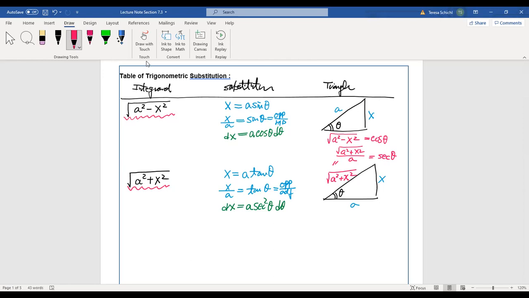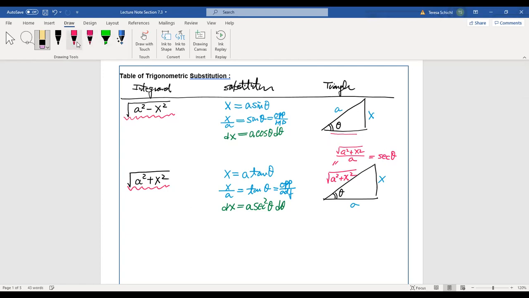So this one you can rewrite as a squared plus x squared will be a times what? A times secant theta here. All right, and this one here, I need to be careful. It's not a cosine theta here. I need to be careful here.